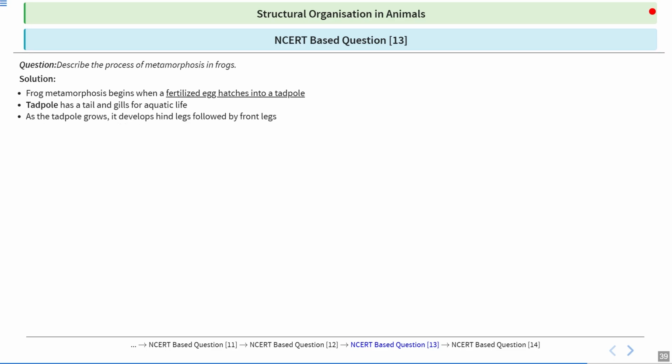As the tadpole grows, it develops hind legs followed by the front legs. Okay. First of all, the hind legs develop and later on the front legs develop. Its tail gradually shortens and the gills are replaced by the lungs. Slowly and slowly, the tail disappears and the lungs develop. Gills also disappear. So in the final stage, what we see, the tail disappears completely. There is no tail present and the eyes and mouth enlarge.